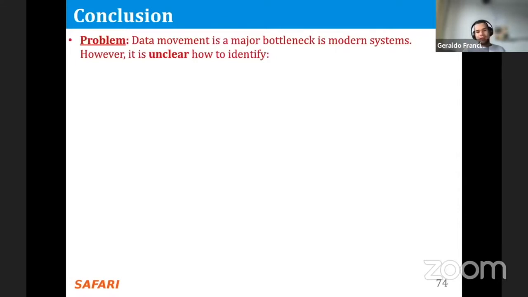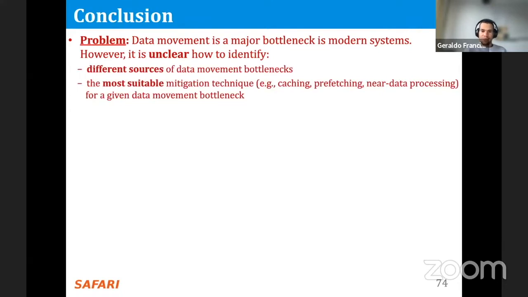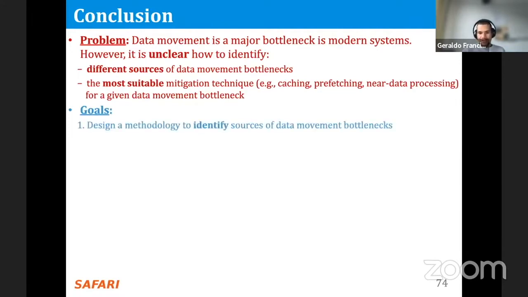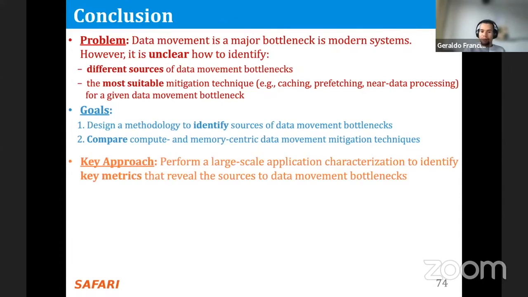The key problem that this whole work is trying to solve is that even though we know that data movement is a major bottleneck in modern systems, it is still unclear how we can identify in a systematic way the different sources of data movement bottlenecks and correlate these sources with the most suitable data movement mitigation technique. Therefore, the goal of this work is to design a methodology to identify sources of data movement bottlenecks and also to compare compute-centric and memory-centric data movement mitigation techniques. The key approach that we take is to perform a large-scale application characterization to identify key metrics that can reveal the sources of data movement bottlenecks.